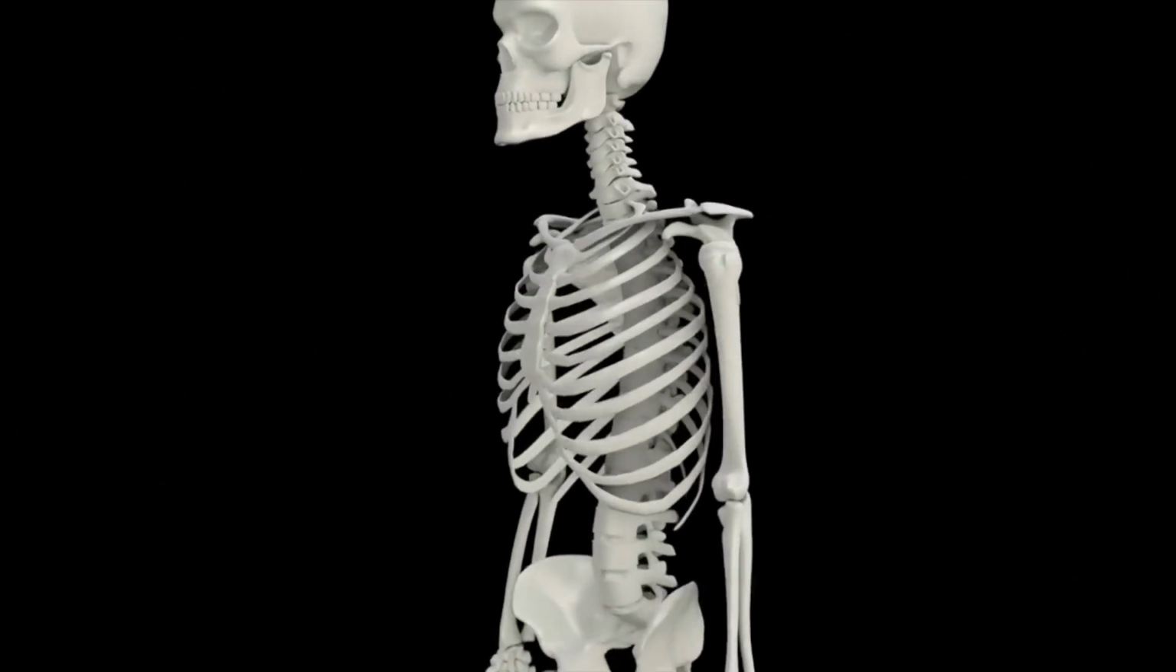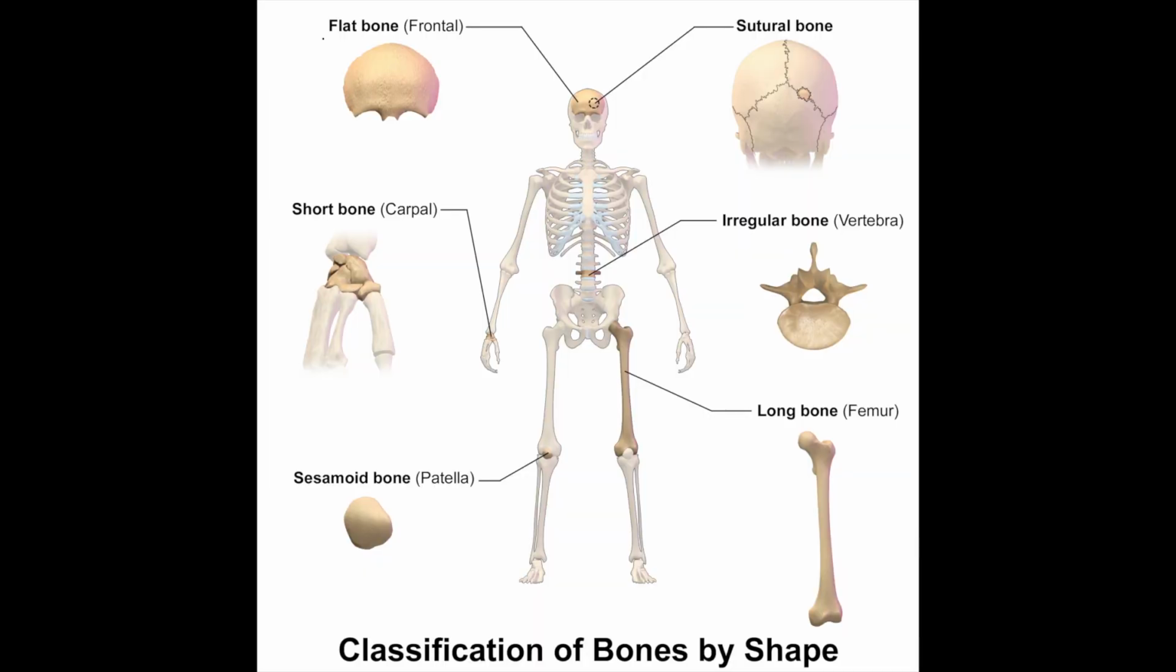And lastly, we'll move on to some different types of bones. There are flat bones like that of the frontal bone of the skull, sutural bones, which are throughout the skull, irregular bones, such as the individual vertebrae, short bones, like the carpal bones, long bones, like that of the femur, and sesamoid bones, such as the patella or the kneecap.